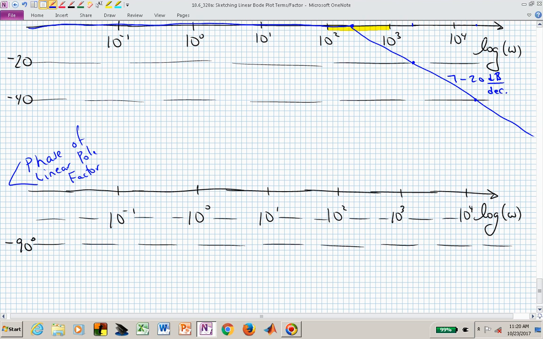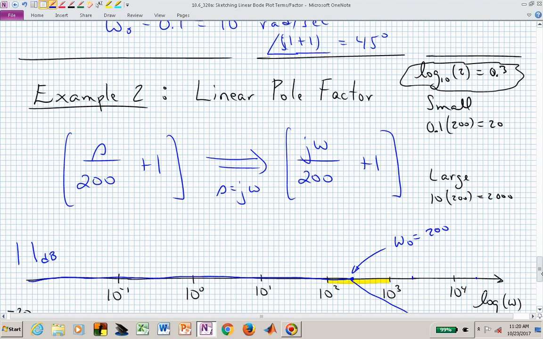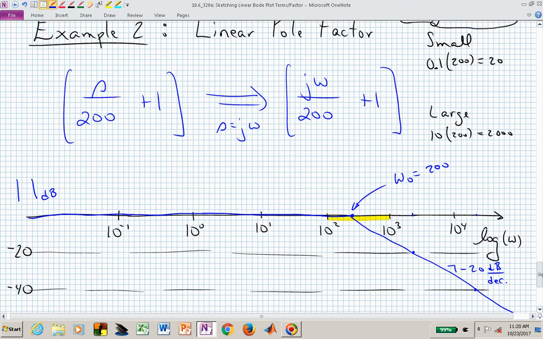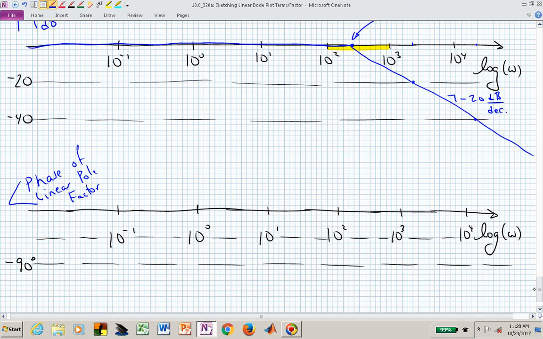We will eventually reach minus 90 degrees. And when will we reach that? Well, when we reach a large frequency, which is 2,000. And 2,000 is now 30% of the distance between 1,000 and 10,000. So if we go 30% there, we'll just call this now our 2,000 frequency. And we will then be at minus 90 degrees. We're 0 degrees until we get what? A decade before the break. The break is at 200.